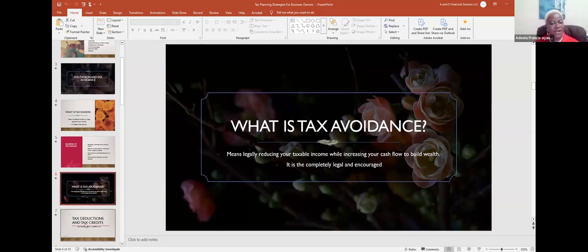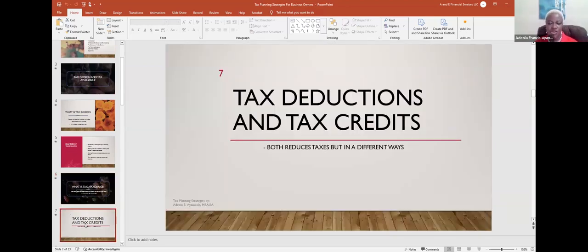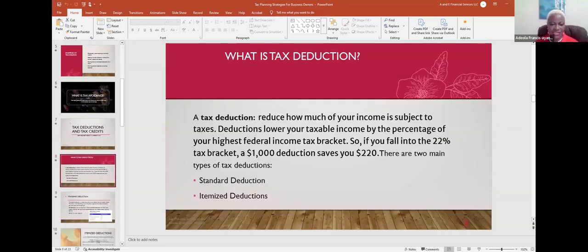Before I proceed, I'm going to explain some concepts as an introduction. What are tax deductions and tax credits? Tax deduction and tax credit are both used to reduce taxes, but in different ways. What is a tax deduction? A tax deduction reduces how much of your income is subject to taxes. Deductions lower your taxable income by a percentage of your federal income.